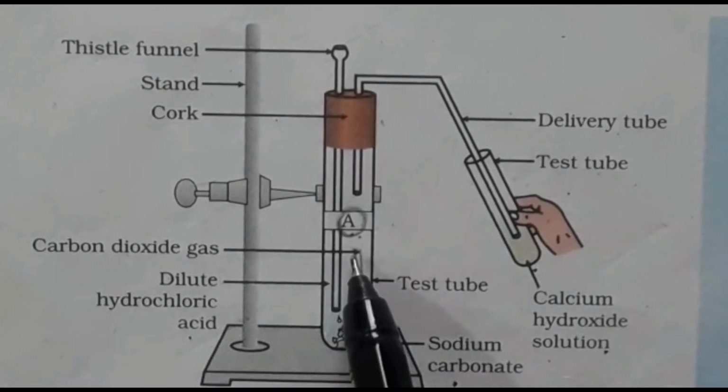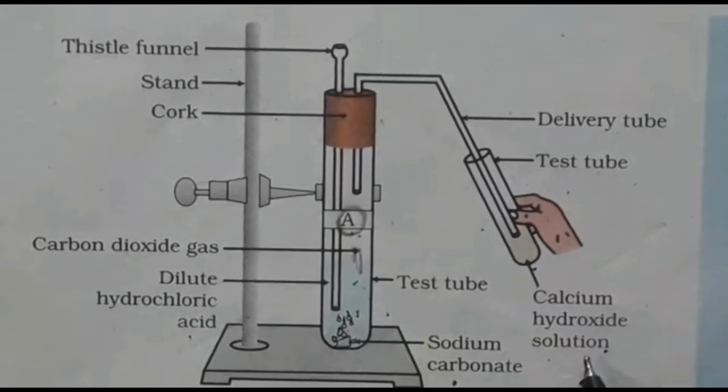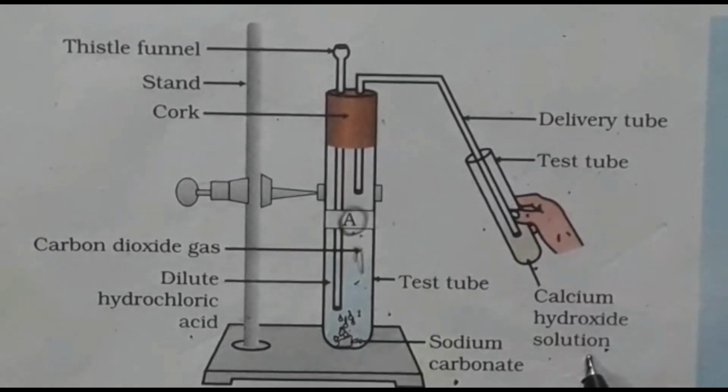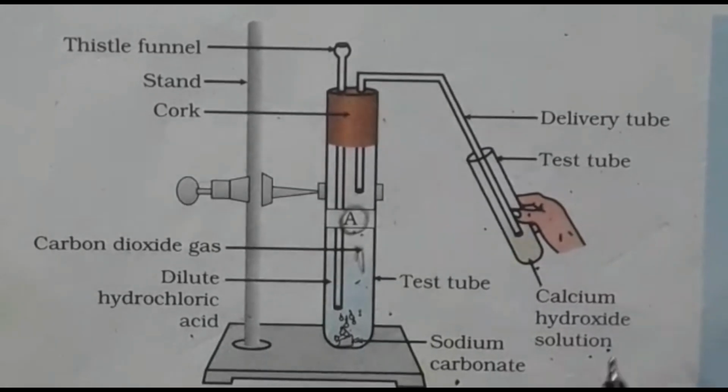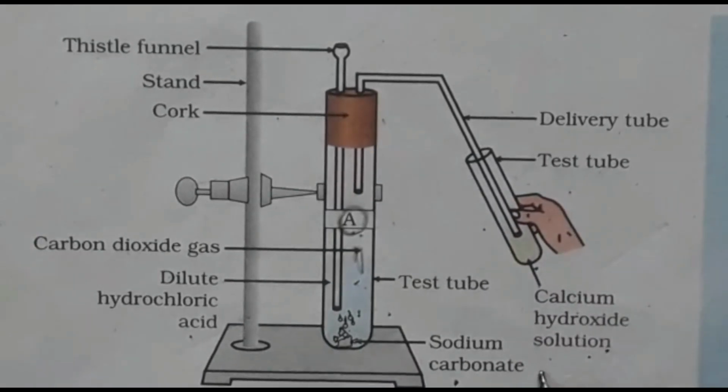Now pass the gas which is produced in the test tube through the delivery tube into the test tube containing lime water and observe what will happen. Okay, and record your observation. So what is your observation? We observe that the lime water turns milky white.